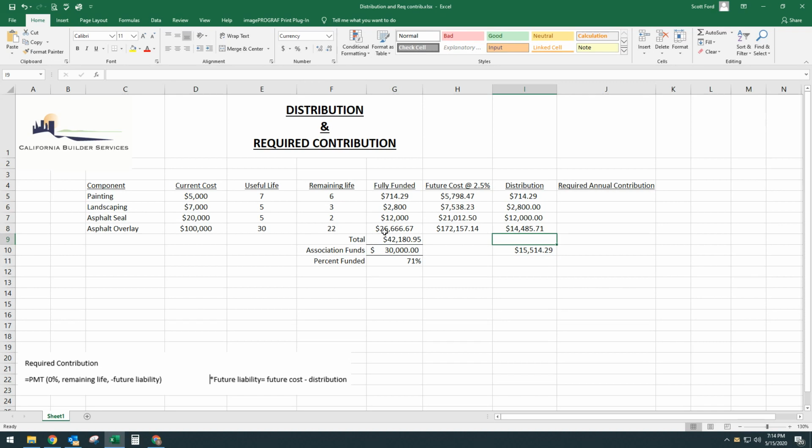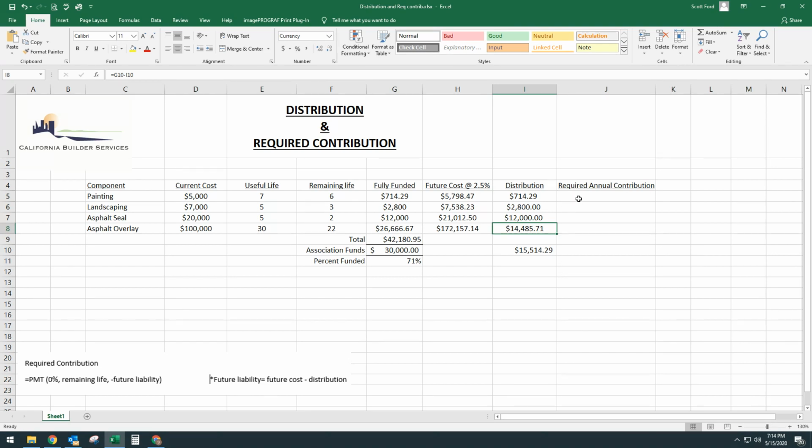So if the association was fully funded, we would be able to put 26,000, which is the fully funded amount for the overlay. But we're only 71% funded. So we only were able to put in 14, thereabouts 14.5, towards the asphalt overlay.